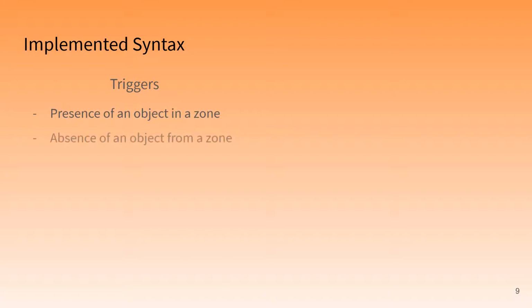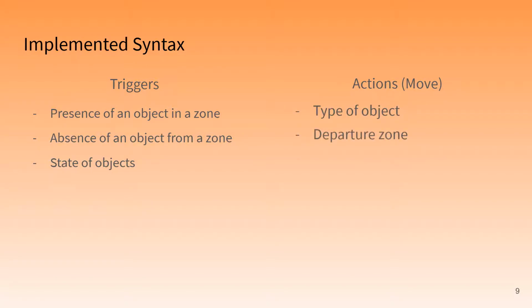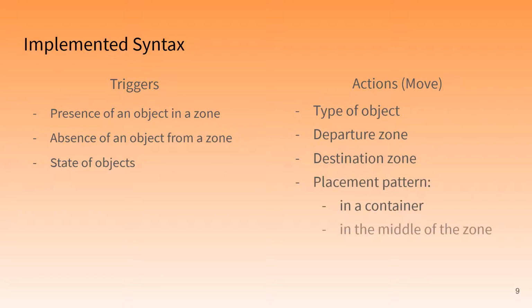Our implemented system focuses on pick-and-place behaviors. It supports the following triggers: the presence of an object in a zone, the absence of an object from a zone, and the state of objects. The main action is a move action that can be parameterized in multiple ways, specifying what type of object should be moved, from which zone, to which zone, and with which placement pattern: in a container, in the middle of a zone, or in a grid. Users could combine multiple conditions in a trigger and specify multiple actions, creating a wide range of possible behaviors.